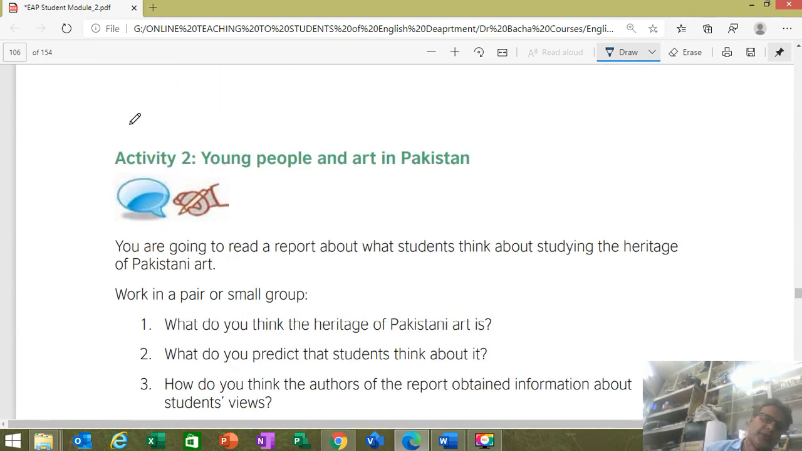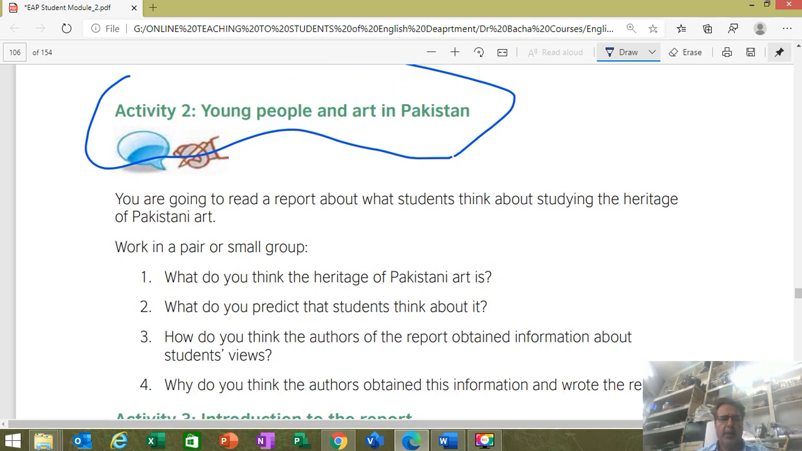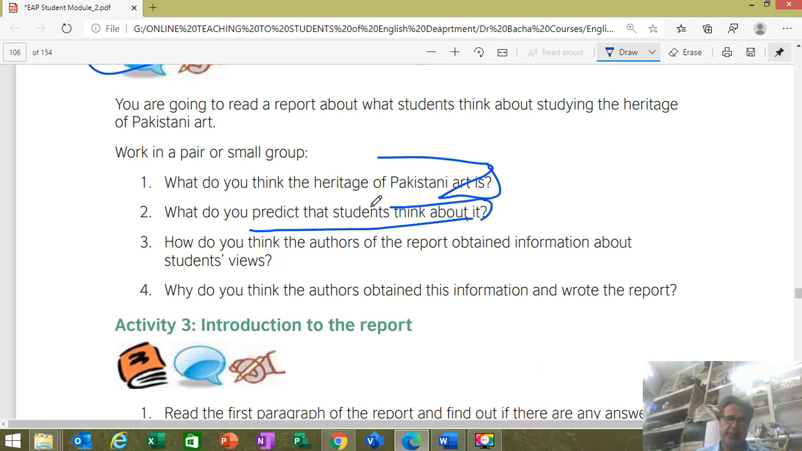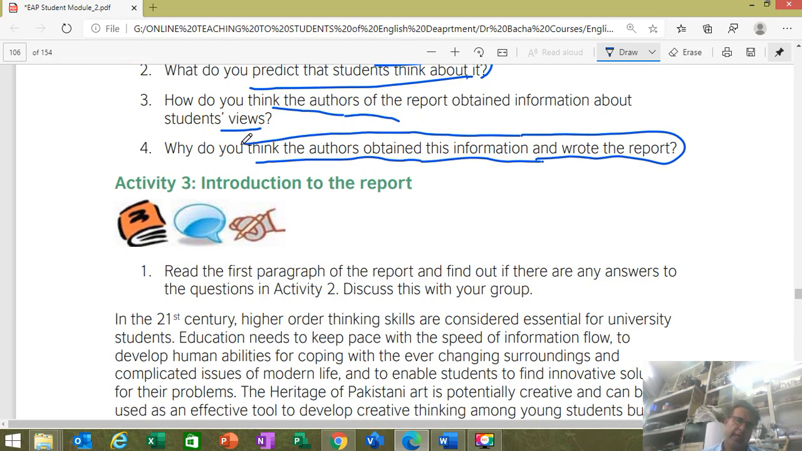Now, my dear students, look at this: young people and art in Pakistan. You have to work in pairs or small groups. What do you think about it? What do you think the heritage of Pakistani art is? What do you predict the students think about it? And how do you think the authors of the report obtained information about the student report? Why do you think the authors obtained this information for the report?